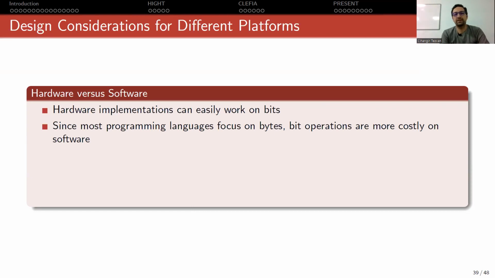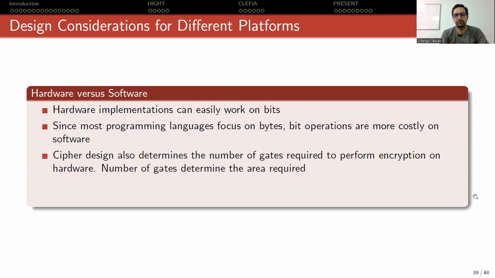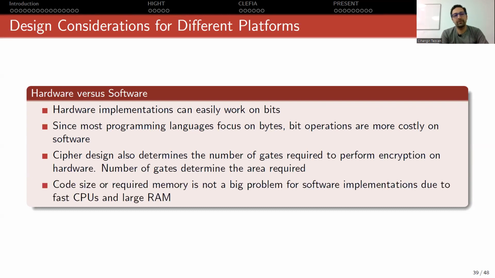But since our programming languages and software focus on bytes, byte operations are a lot easier for us. So for this reason, Camellia is also in the standard and it is fast on software. Cipher design also determines the number of gates required to perform encryption on hardware. The number of gate equivalents determines the area required.